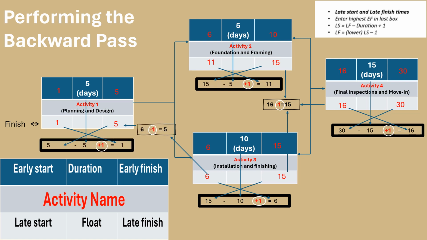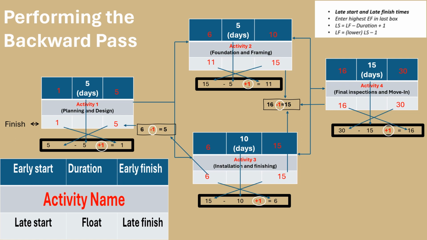In this practical example, I will walk you through the process of performing the backward pass step by step. To initiate the process, set the late finish for Activity 4 to 30 days. Now, calculate the late start by subtracting the duration of Activity 4, which is 15 days, from the late finish. Adding 1 to this result gives you a late start of 16 days.